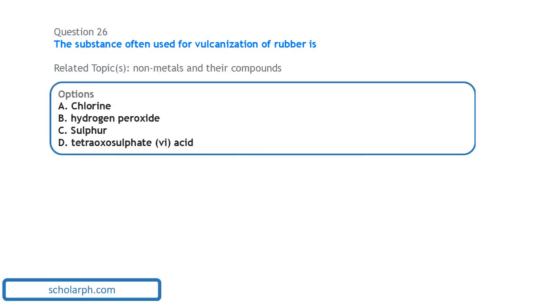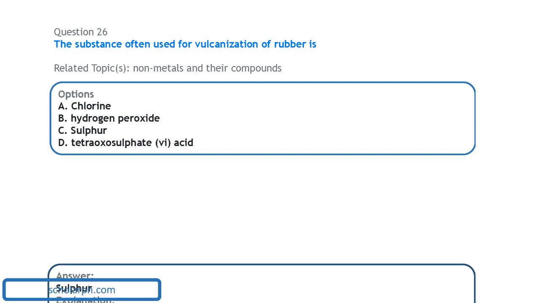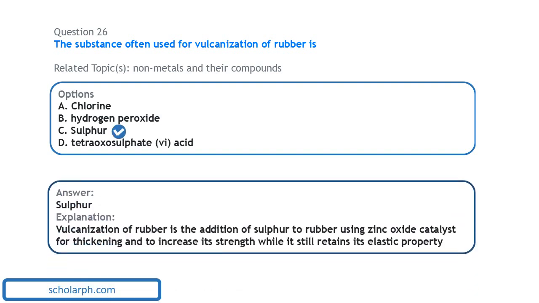The substance often used for vulcanization of rubber is sulfur. Vulcanization of rubber is basically the addition of sulfur to rubber, using zinc oxide, and the purpose of that is to further thicken the rubber, to increase its strength while it still retains its elastic property, to make it stronger and thicker while it is still elastic.